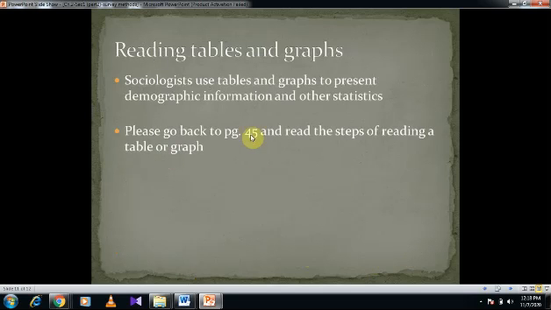You need to go back, please, to page 45. There are certain steps of how to read a table or a graph. There are certain notes and points that you need to follow, such as reading the title and reading the legend or the map key first. You need to know the colors, you need to know what the title of the table or the graph is talking about. And then there are certain steps that you need to follow. Please go back to page 45, read the steps to complete the lesson.